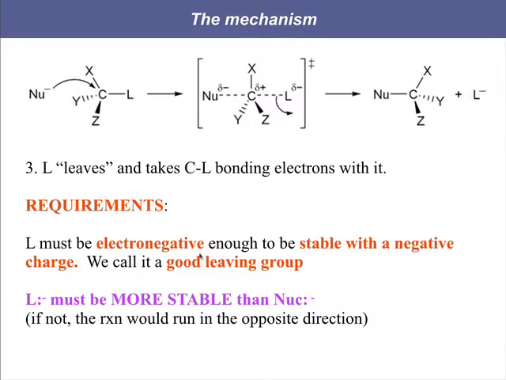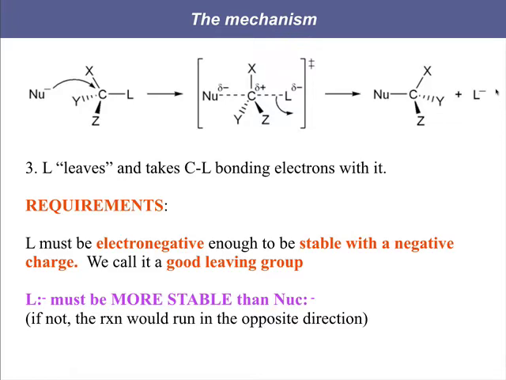A good leaving group is something that is very stable with the electrons that it gains, and hopefully a negative charge. So the kicker is that L minus, the leaving group all by itself, must be more stable than Nuc minus, the nucleophile all by itself. Notice that in order for that to be the case, L needs to be more electronegative than the nucleophile, or at least more stable with the negative charge, perhaps from resonance or some other stabilizing factor.